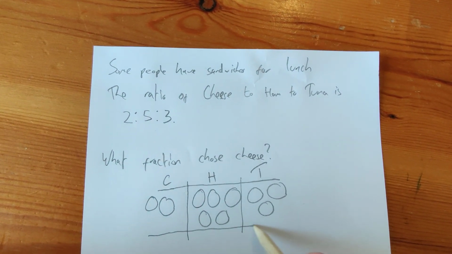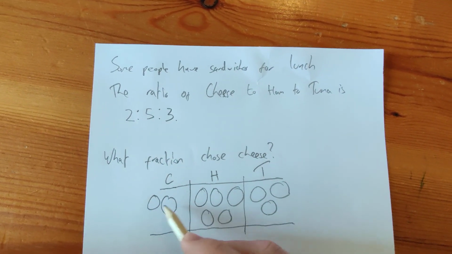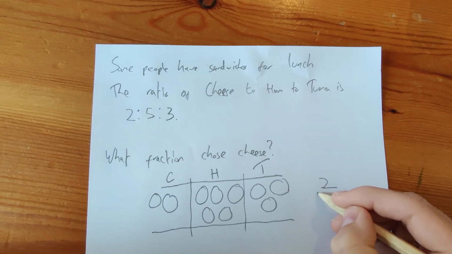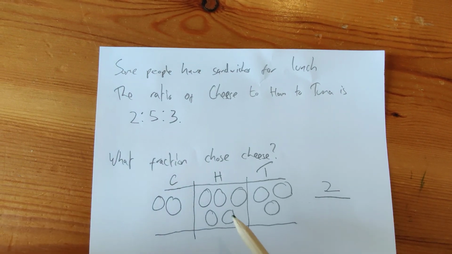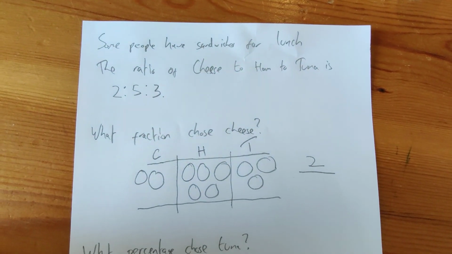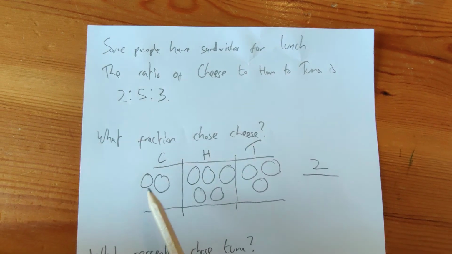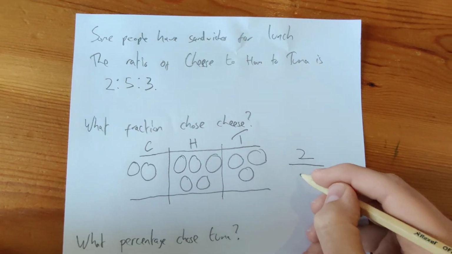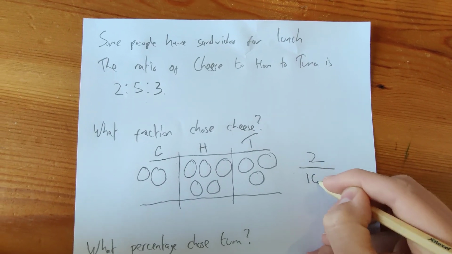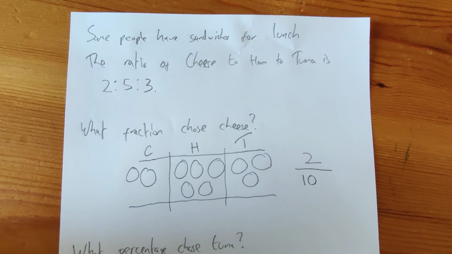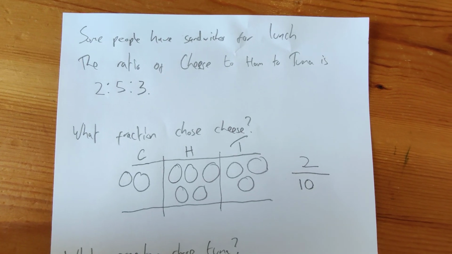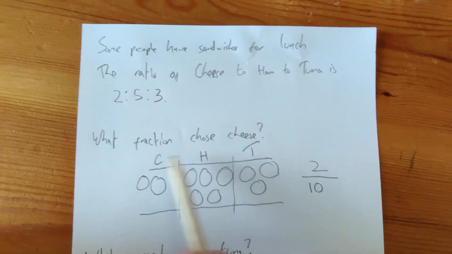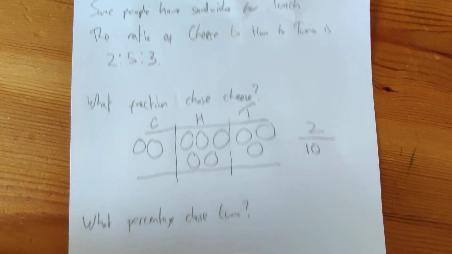Well, I can see that cheese is represented by 2 parts, and it's out of, and I have to say what it's out of all together. So some people might want to say it's 2 out of 8, but that would be wrong, because there are 2 cheese parts, and altogether there are 10 parts. So the fraction that chose cheese is 2/10. And you could simplify that as well if you wanted to, to 1/5. That's fine, but the fraction that chose cheese is 2/10 because there's 2 parts for cheese out of 10 altogether.